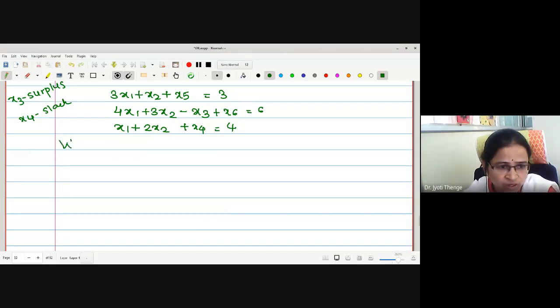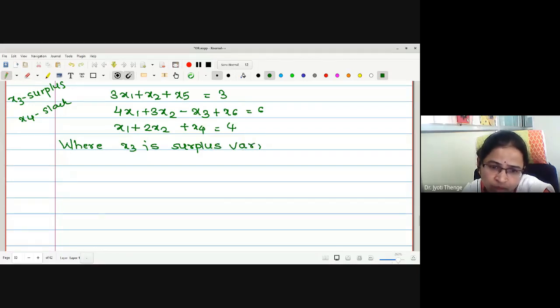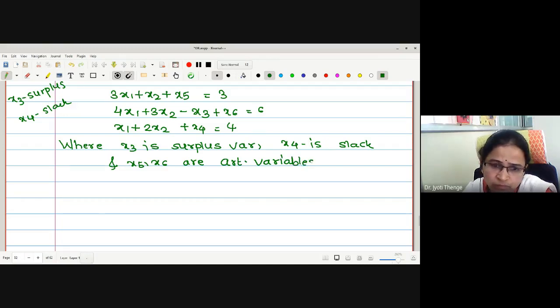Here we will write where x3 is surplus, x4 is slack, and x5, x6 are artificial variables. And no doubt all the variables are non-negative.